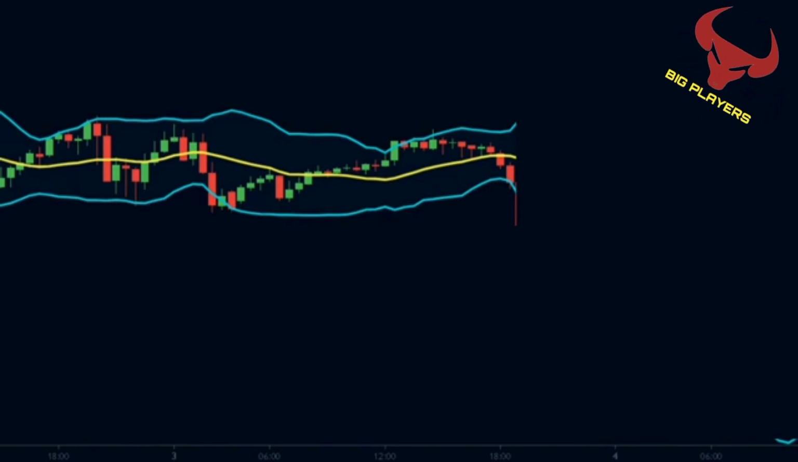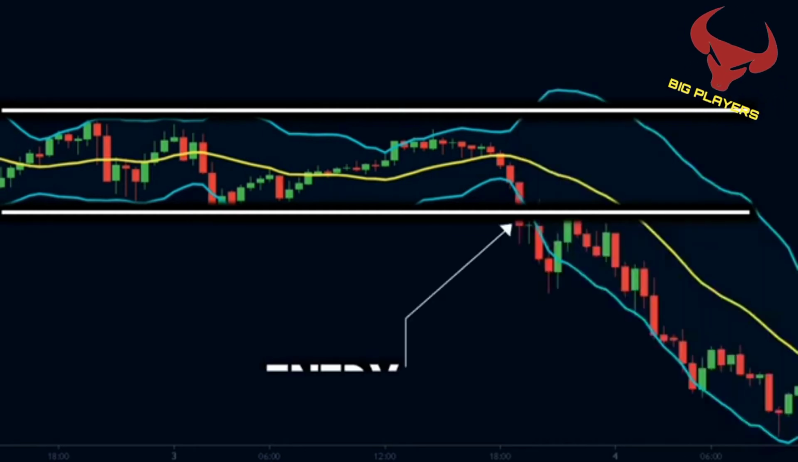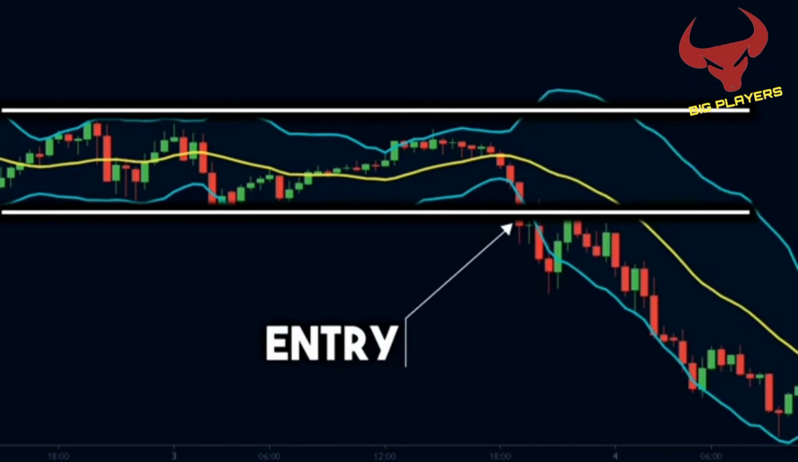Hence, we have successfully identified an area of low volatility. Now we will mark horizontal levels of support and resistance. In order for the price to trend, it must break this area. Here we see that the price has successfully broken the support, and the close of this candle is below the lower band.